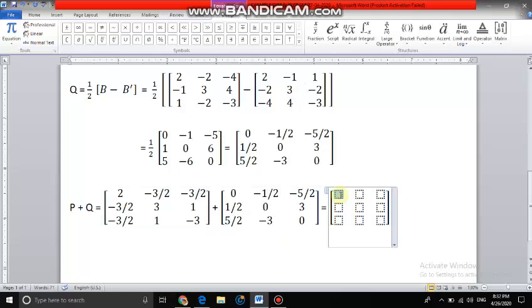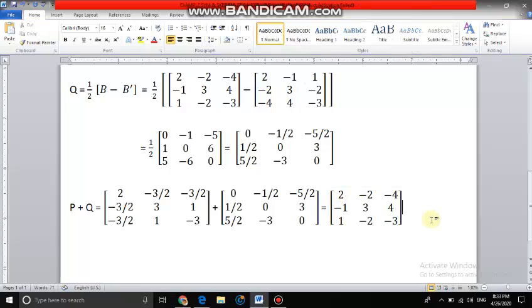Now if I add these two matrices, 2 plus 0 is 2, minus 3 by 2 minus 1 by 2 is minus 4 by 2, which is minus 2. Then minus 3 by 2 minus 5 by 2 is minus 8 by 2, which is minus 4. Minus 3 by 2 plus 1 by 2 is minus 2 by 2, which is minus 1. 3 plus 0 is 3. 1 plus 3 is 4. Minus 3 by 2 plus 5 by 2 is 2 by 2, which is 1. 1 minus 3 is minus 2. Minus 3 plus 0 is minus 3. If you observe this matrix, it is the same as the given matrix B.